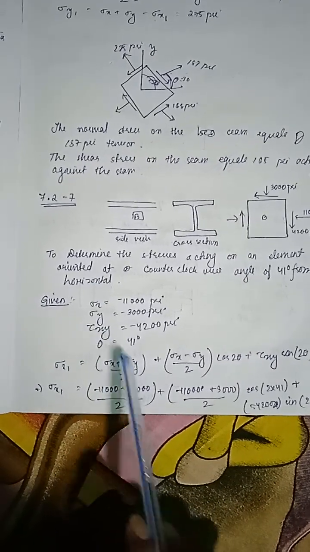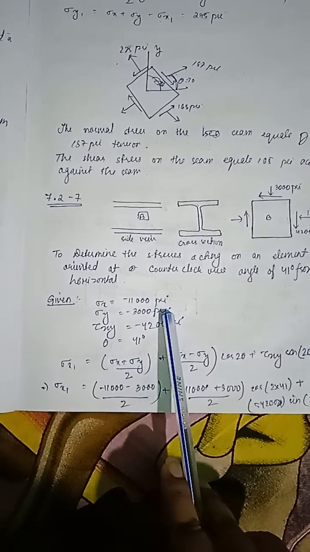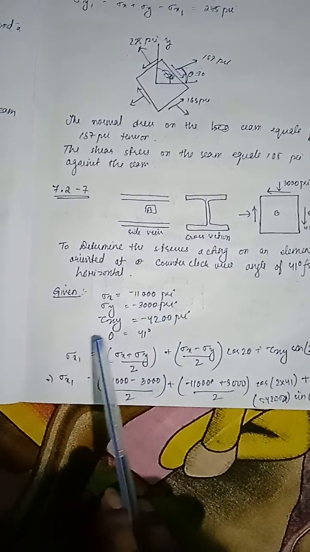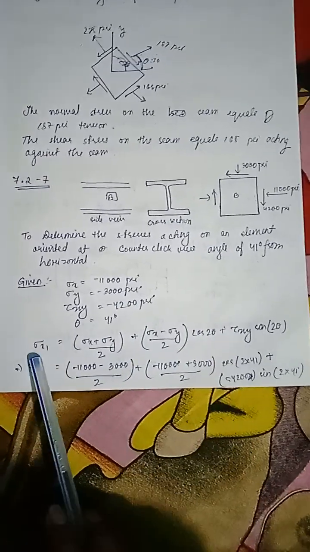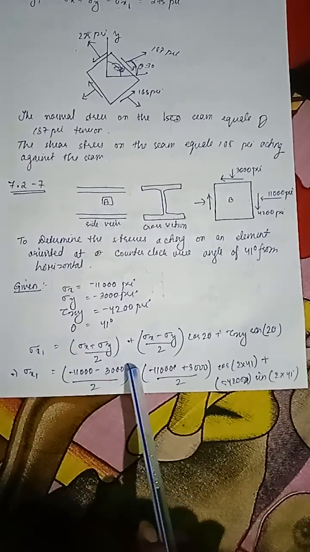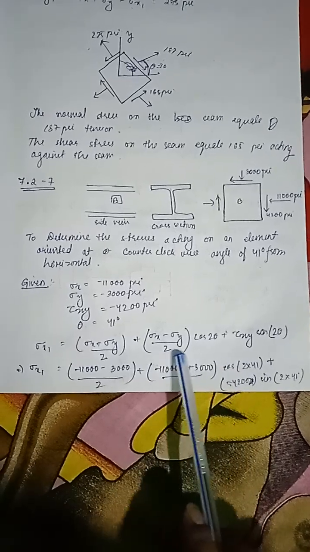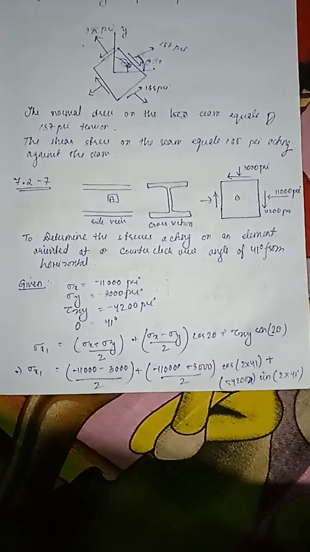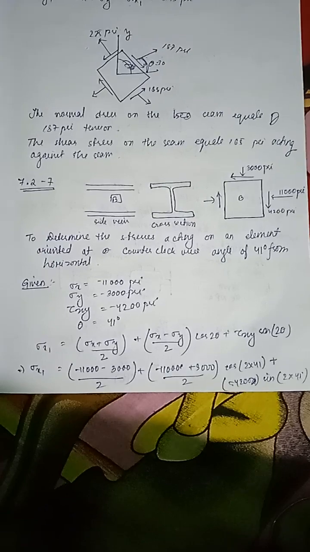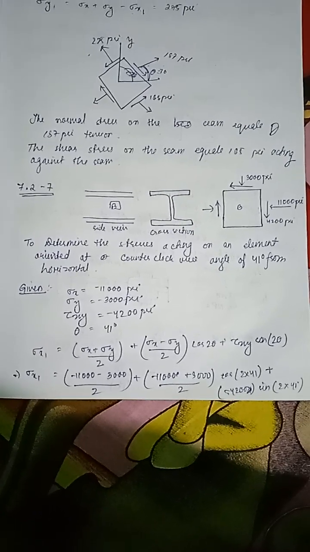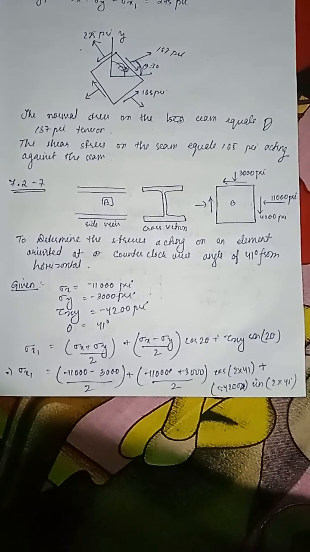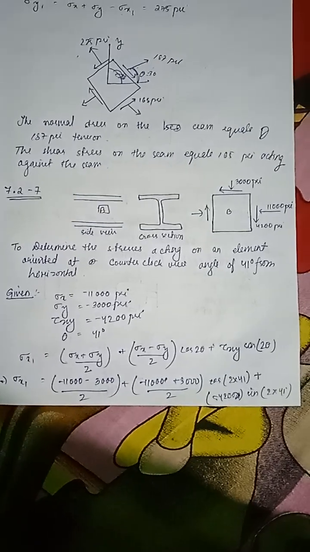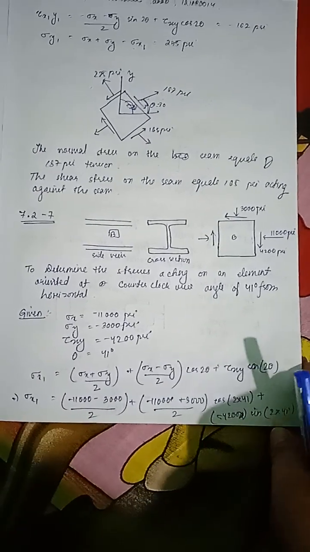So theta is equal to 41 degrees, sigma x is minus 11,000 pounds per square inch, sigma y is 3,000 pounds per square inch, tau xy is minus 4,200 pounds per square inch. So sigma x1 is equal to (sigma x plus sigma y)/2 plus (sigma x minus sigma y)/2 cos 2 theta plus tau xy sin 2 theta. Implying (minus 11,000 minus 3,000)/2 plus (minus 11,000 plus 3,000)/2 cos 2 into 41 degrees plus 4,200 into sin 2 into 41 degrees.